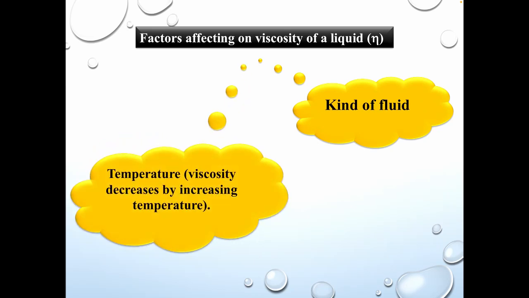Temperature: viscosity decreases by increasing the temperature. Again, viscosity decreases by increasing the temperature. Like honey: if you have cold honey, it has high resistance. Try to stir a spoon inside cold honey, and try to stir a spoon in high temperature honey. Get the honey and heat it, and you stir the spoon easily. When the honey is cold, the resistance to stirring is high, and this is called viscosity.